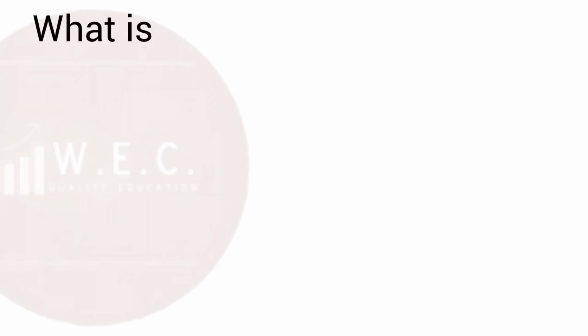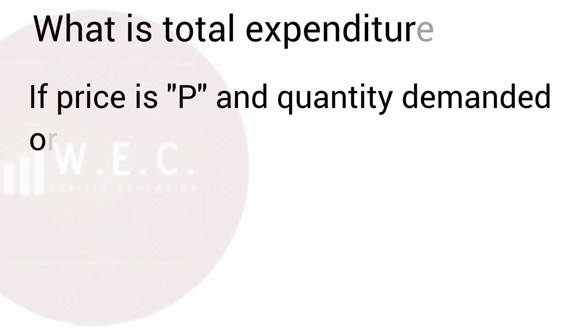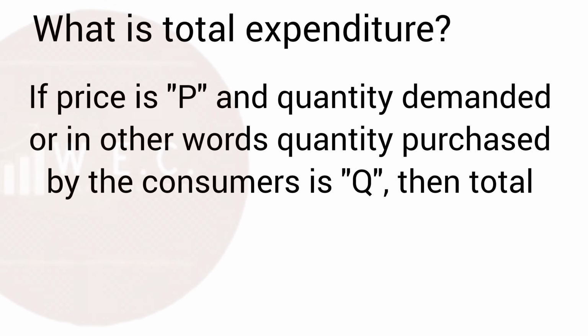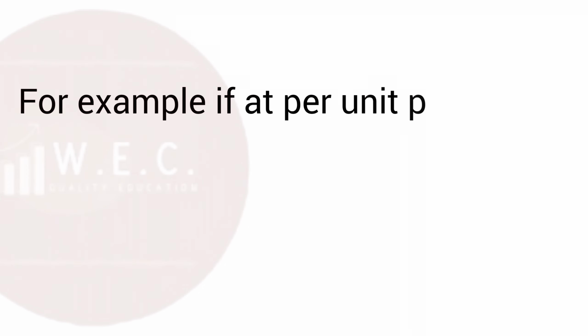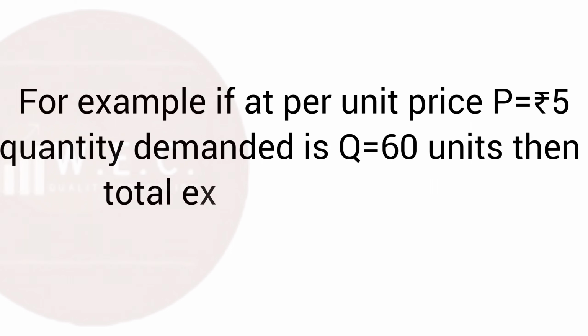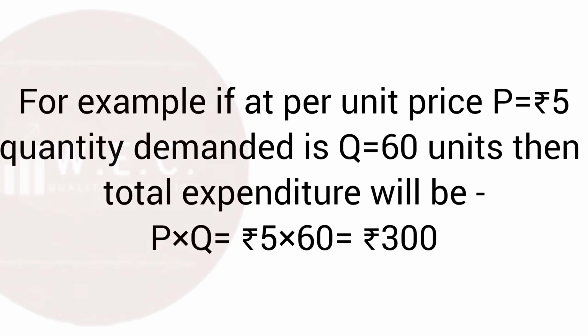So what is total expenditure? If price is P and quantity demanded, or in other words quantity purchased by the consumers, is Q, then total expenditure by the consumers will be P into Q, that is PQ. For example, if at a per unit price of rupees 5, quantity demanded is 60 units, then total expenditure will be 5 into 60, that is 300 rupees.